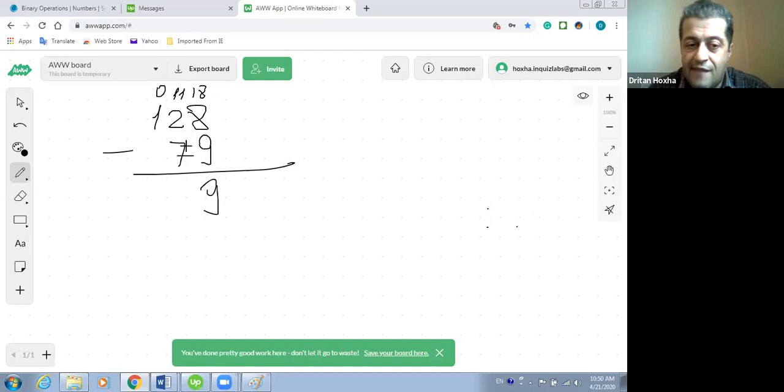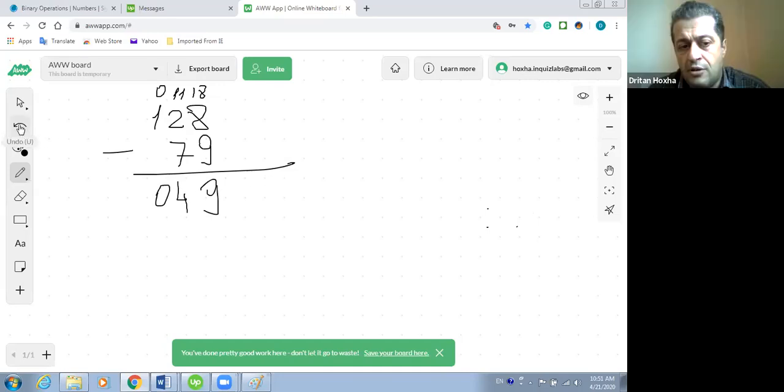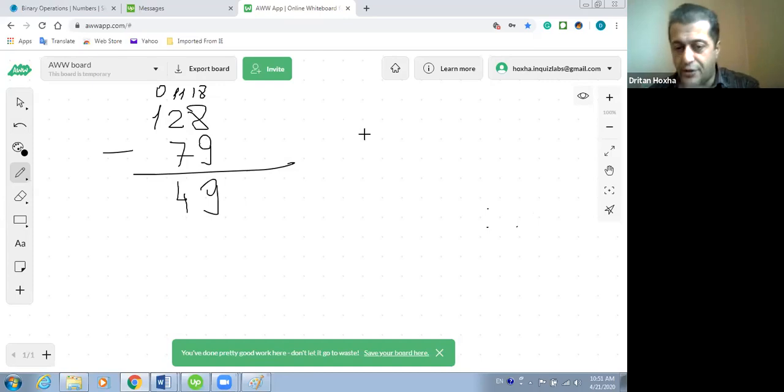So we have 11 minus 7, it is equal to 4, and here we can write 0, or we cannot write 0. It is not a problem. If you write 0, it's okay, but you are not supposed to write it. You can write only 49. Do you understand the method of making subtractions? Yes. Yes, I understand. Okay.